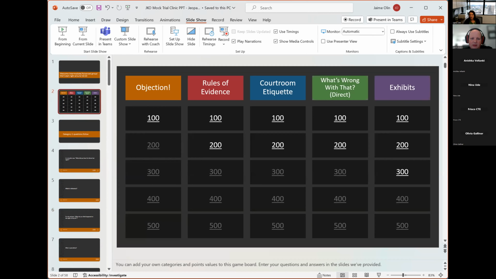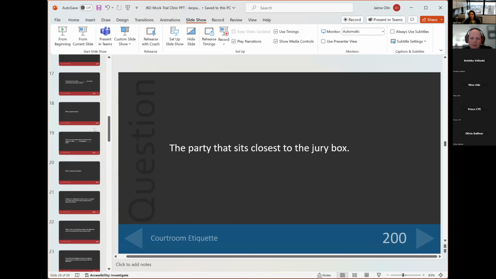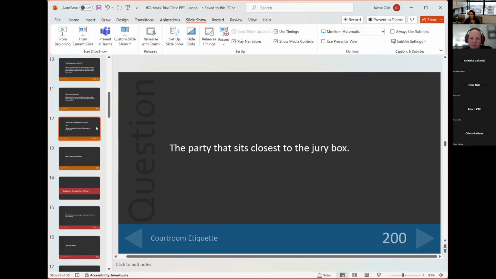All right, Anishka, if you'll pick the next clue. Courtroom etiquette 200. The party that sits the closest to the jury box. Lawson Duke.